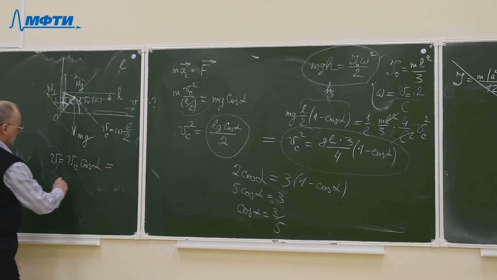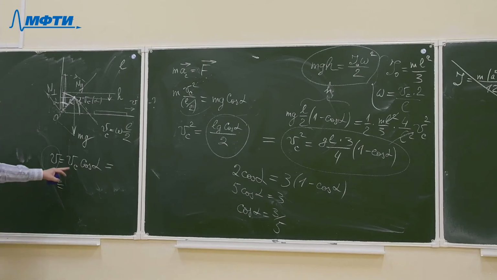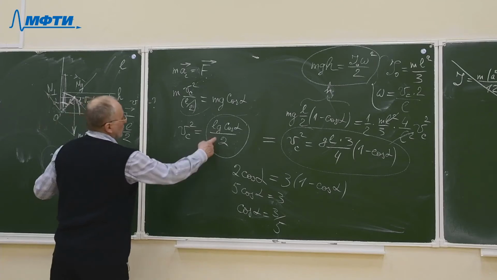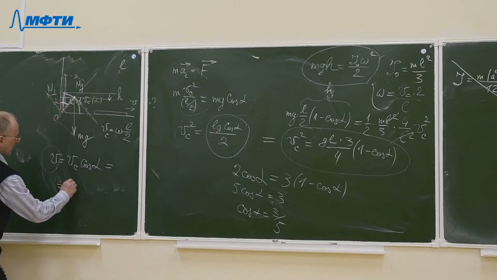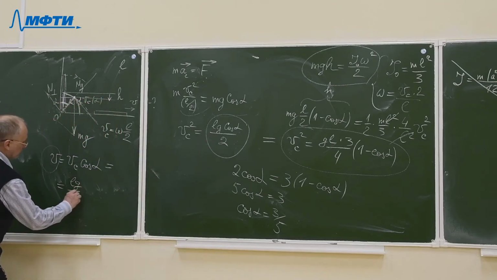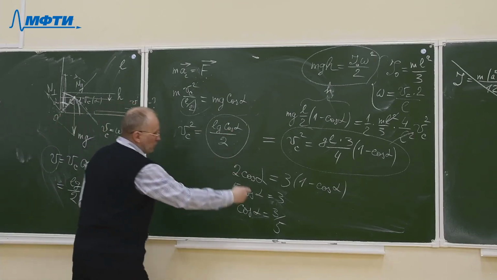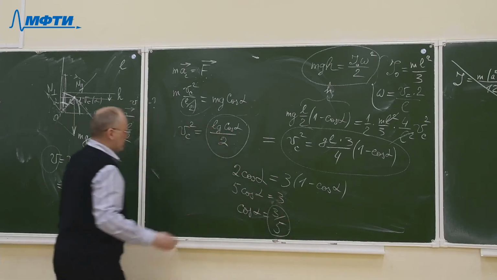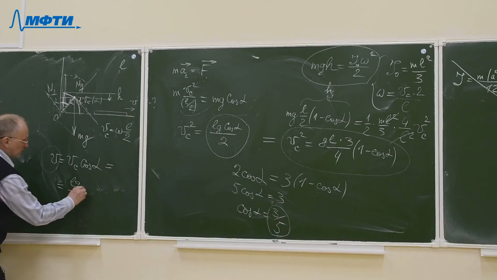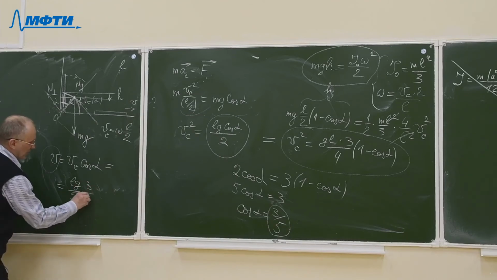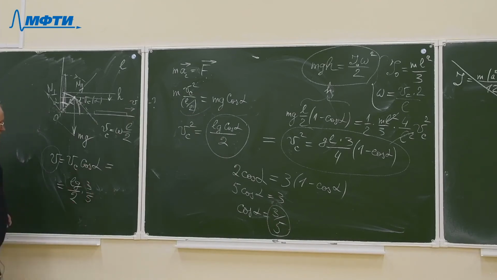Is it difficult to calculate it? No. I know the vc at the last moment. That will be the square root of Lg divided by 2 cosine alpha, but I know what cosine alpha is, 3 over 5 at this particular moment. 3 divided by 5, that is the cosine alpha.